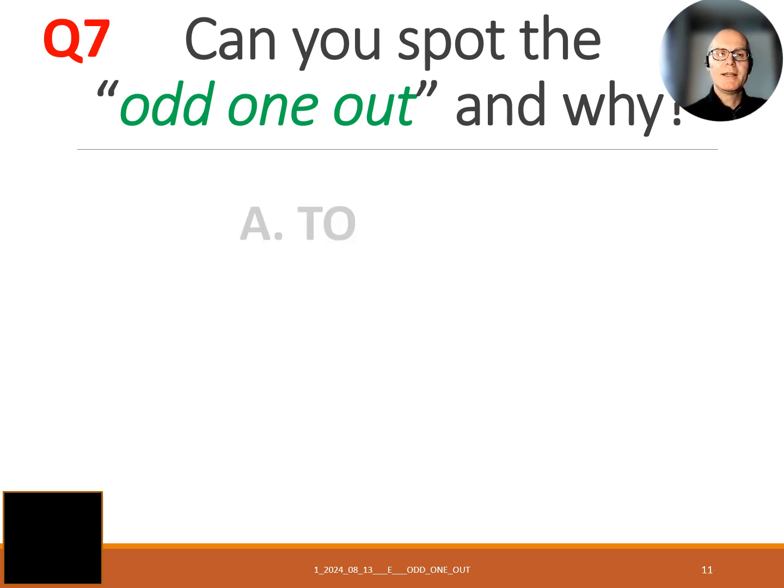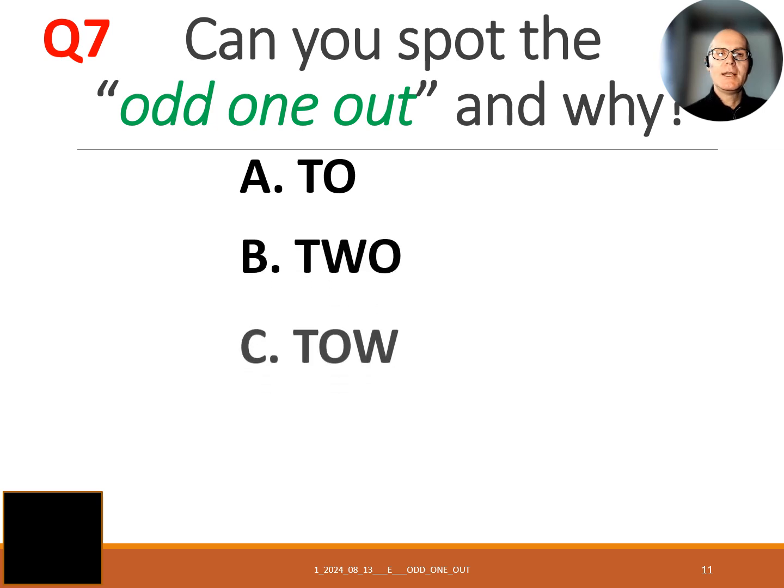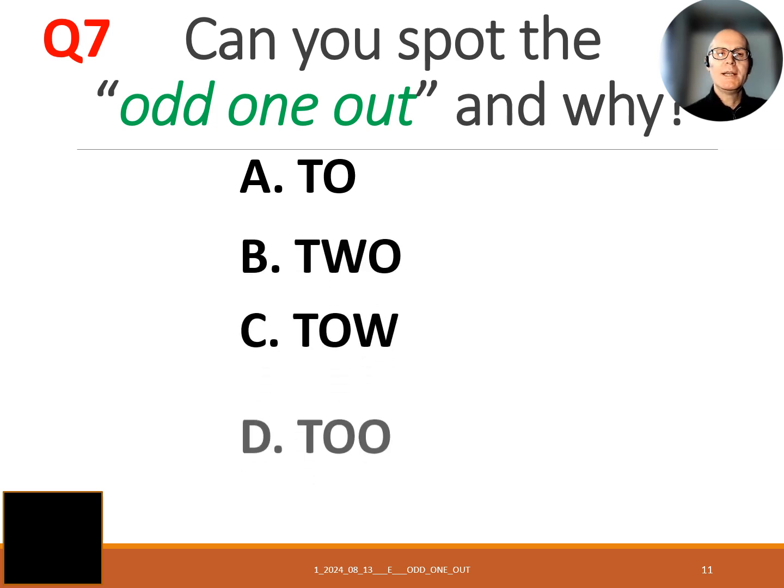Question 7. A, two. B, too. C, toe. D, to. What's the odd one out from these 4 words and why?